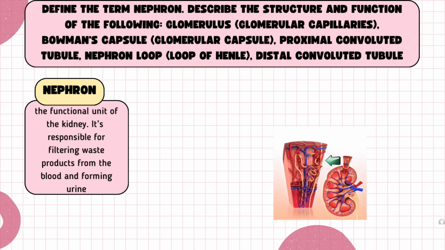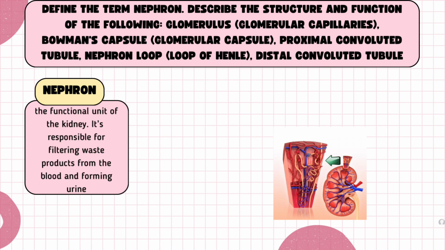So it also consists of a glomerulus enclosed by a Bowman's capsule, followed by a proximal convoluted tubule, the loop of Henle, and a distal convoluted tubule. They all work together to regulate the composition of urine through filtration, reabsorption, and the secretion process.